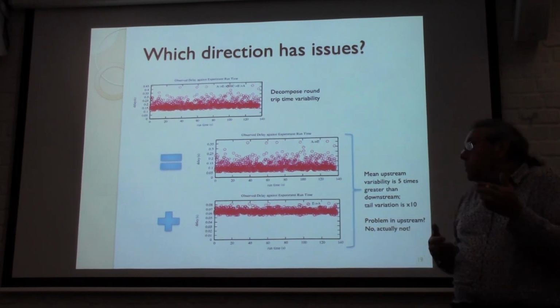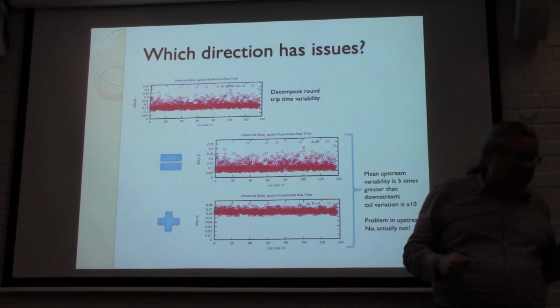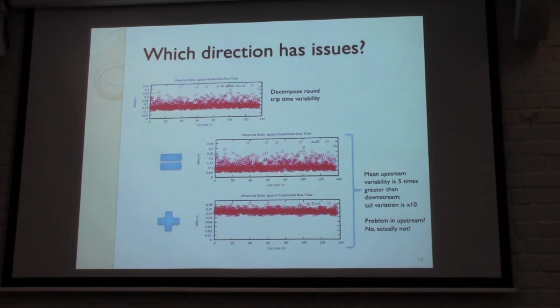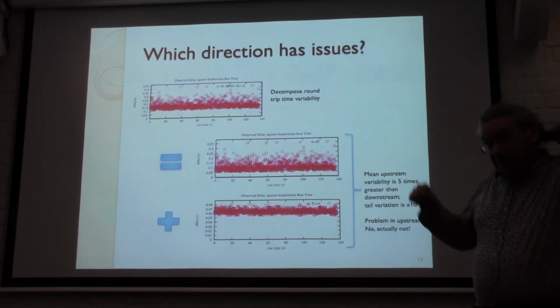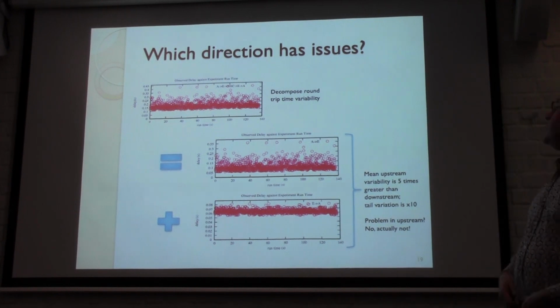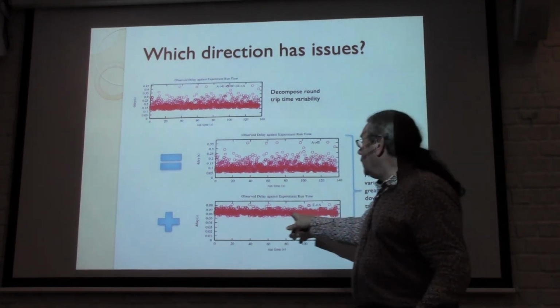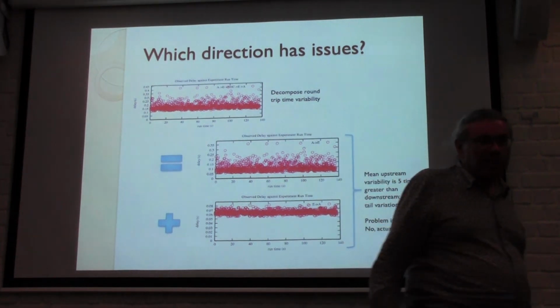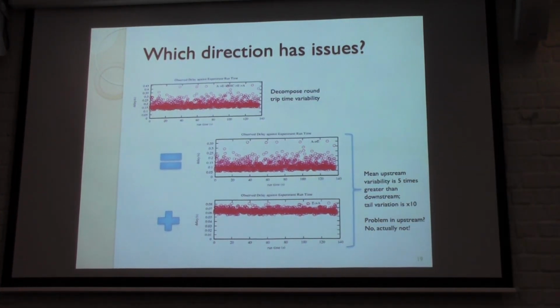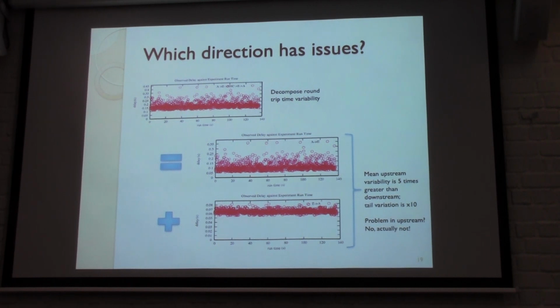So what do you think? Maybe there's a problem in the upstream. Ooh, no, actually not. The problem was not in the upstream. The problem was actually in the downstream. So the downstream seems not very constant. How can there be a problem? Well, it's not always that there's a problem, okay?